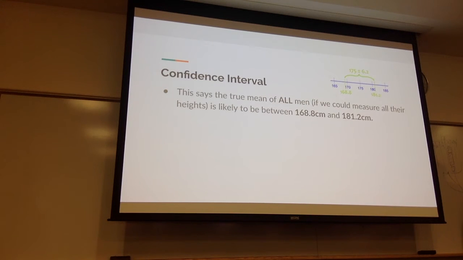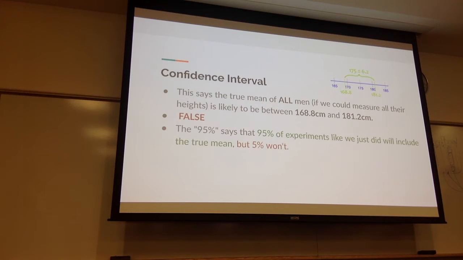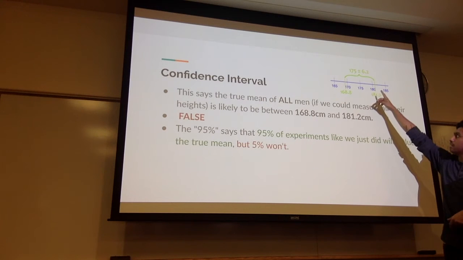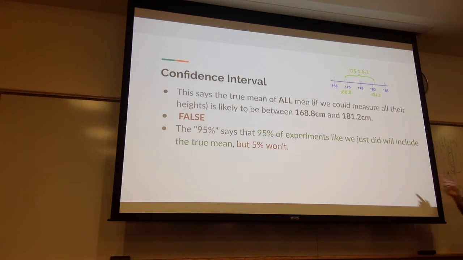So this says the true mean of all men is likely to be between 168 and 181. This statement is actually false. That is because only 95% of the experiments we saw contain the true mean within this confidence interval. For the remaining 5%, it will be different.